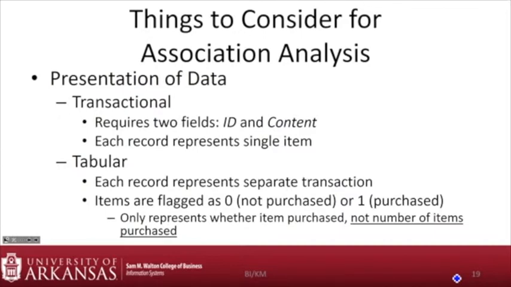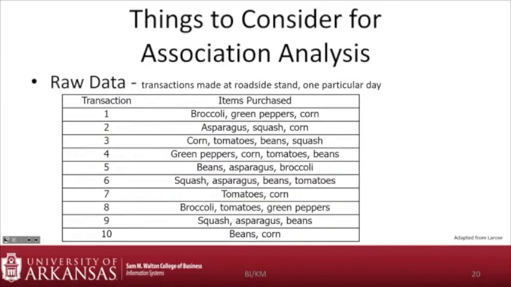There is also a way you may see data presented in a tabular form. In the tabular form, each record is going to be a separate transaction. Okay, so items are going to be flagged as ones for purchased, or zeros for not purchased. Here, when you look at the tabular data, it's just if we purchased an item or not. It has nothing to do with how many we purchased. So it's like some examples. Here's just some raw data.